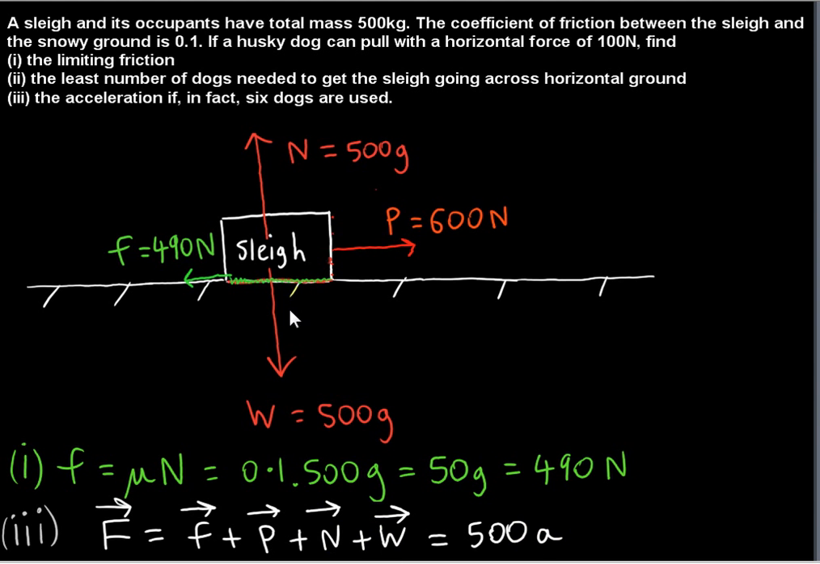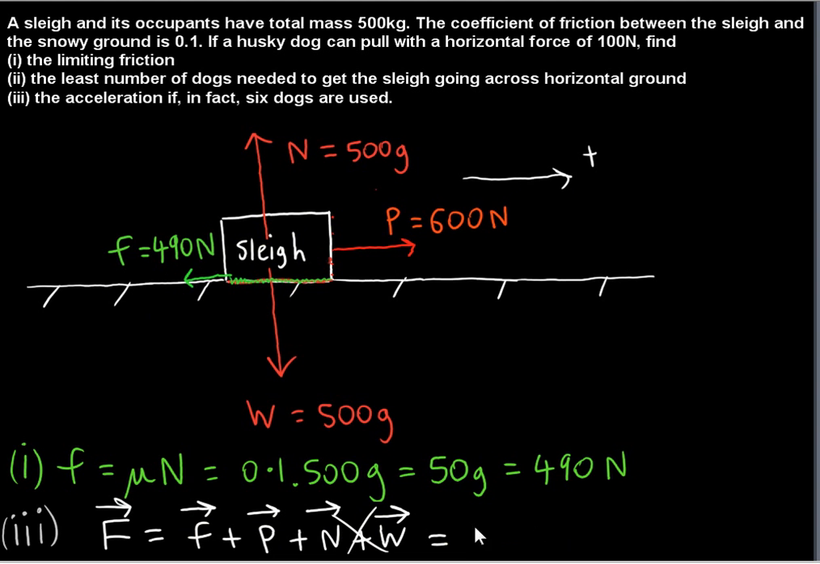Now the vector sum of n and w is 0. So we don't have to worry about vertical directions. They always cancel out, because the sleigh will always have its acceleration in the horizontal direction only. The vertical component is 0. So we're only interested in the vector sum of f and p. If we take directions to the right as being positive, we're just dealing with vectors in one dimension now, the horizontal direction. So the sign of the vector will give the direction.